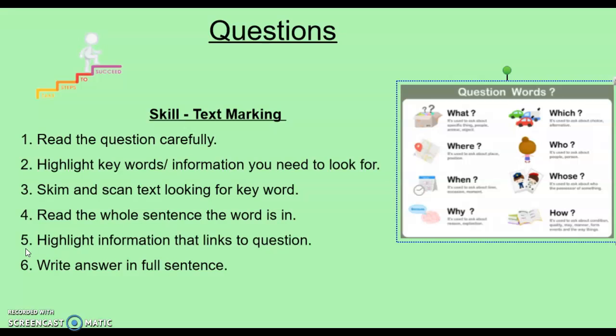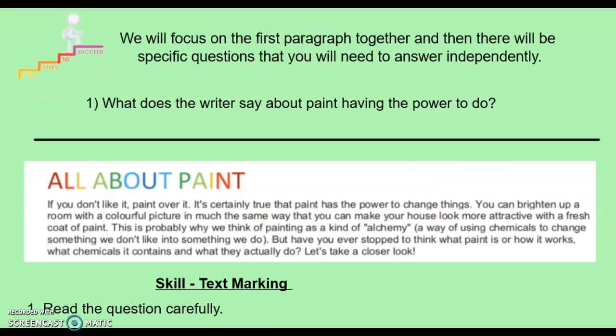The next thing you need to do is highlight the information that links to the question, okay? And then number 6, you need to take the information and write your answer in a full sentence. So let's try one together, and then you're independently going to answer some questions about the text. So here we have a question. It says, what does the writer say about paint having the power to do?